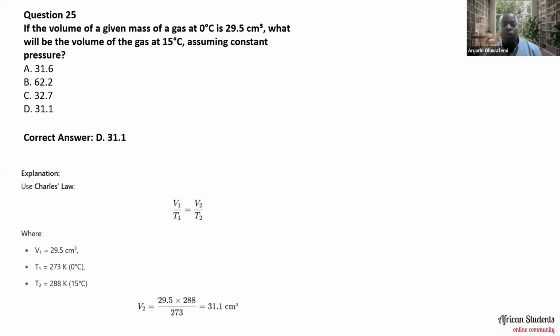Using Charles' law, V1 over T1 equals V2 over T2. We have our V1 to be 29.5 cm3, our T1 to be 273 Kelvin, and our T2 to be 288 Kelvin. How did we arrive at that? 0 plus 273 gives us 273 Kelvin. 15 plus 273 gives us 288 Kelvin. So we are converting from degrees Celsius to Kelvin. Based on that, making V2 the subject of the formula, we arrive at 31.1 cm3. Right. See?